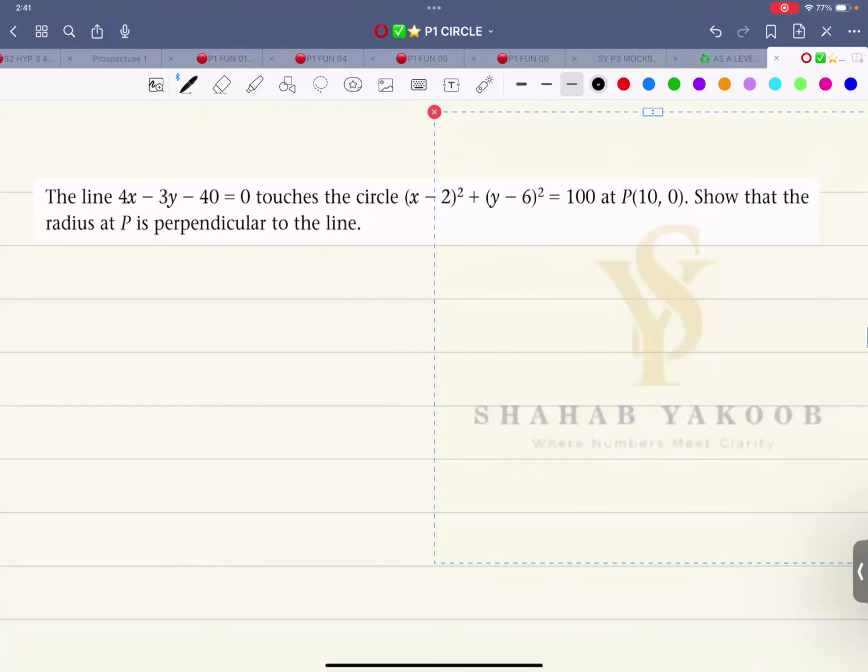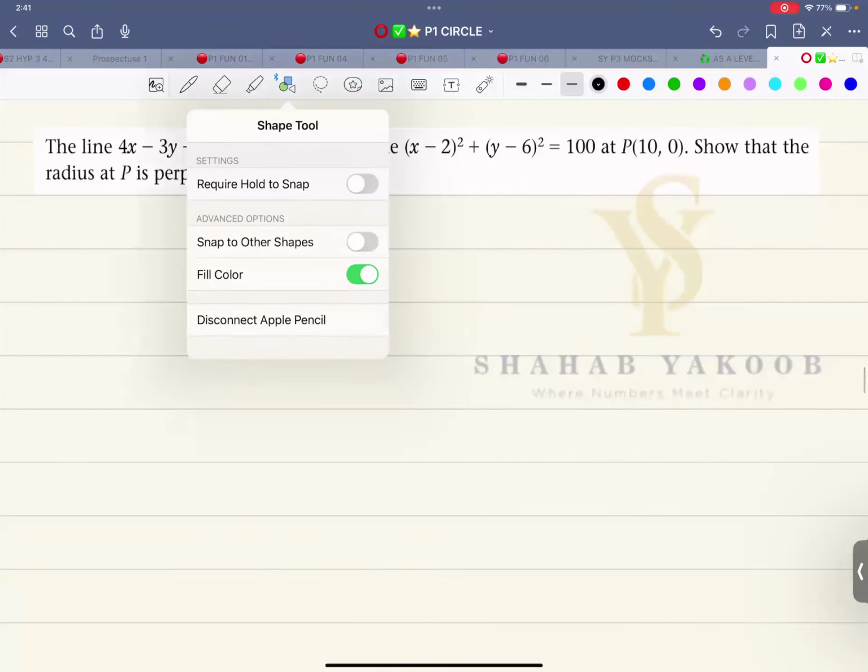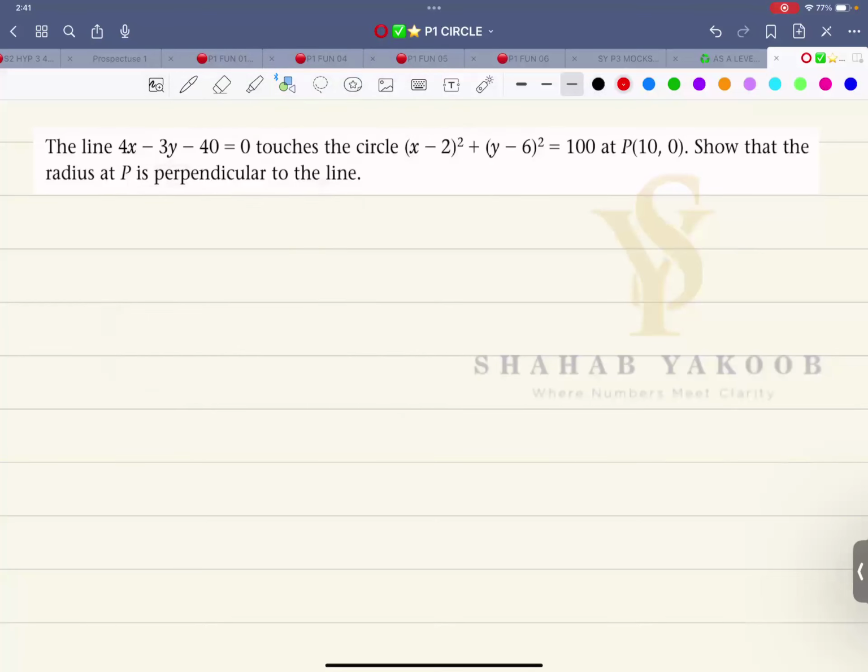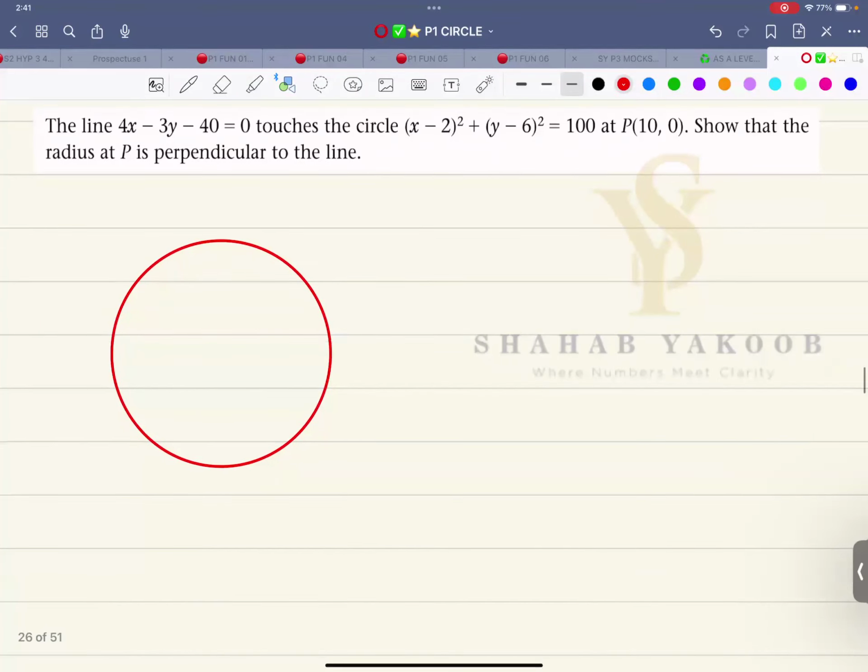Now, this is a nice one. Let me just draw a small diagram to get the idea. First of all, let me draw a circle. And this line touches the circumference at (10, 0). So now let me try to make it realistic. First of all, this is (x minus h) whole squared plus (y minus k) whole squared equals r squared. And here h is 2, k is 6, radius is 10. So this is (2, 6). Radius is 10. And they are asking at (10, 0).